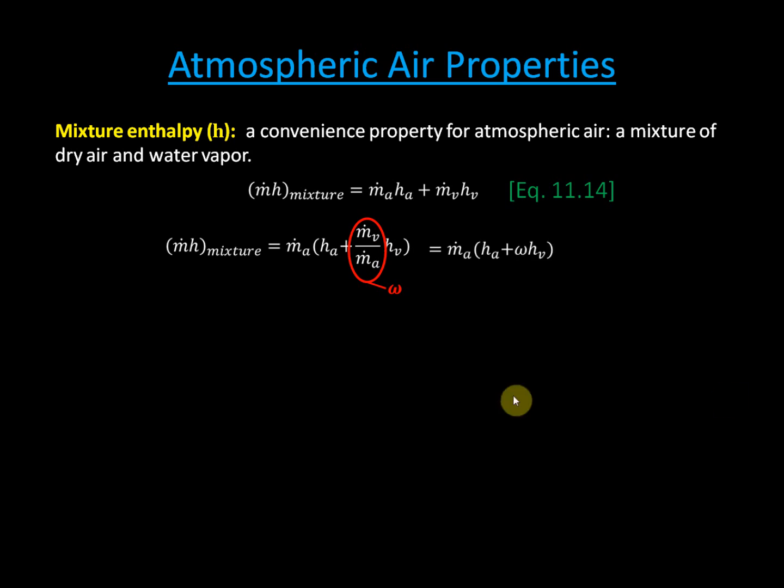So I can say that my mass flow rate times the enthalpy of my overall mixture is equal to the mass flow rate of the dry air times the specific enthalpy of the dry air plus the humidity ratio times the specific enthalpy of the water vapor. If I group this last part here, I can call that mixture enthalpy. As shorthand, we call it mixture enthalpy. When you look at a psychrometric chart, that's what you're going to look at: your mixture enthalpy. That's the value you're going to get.